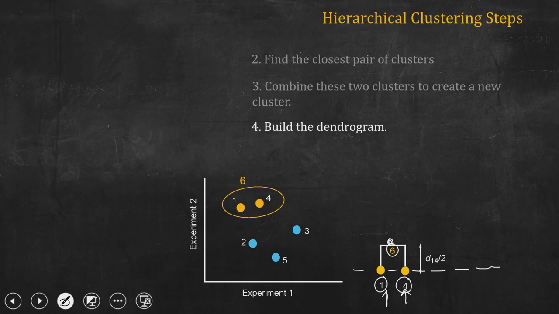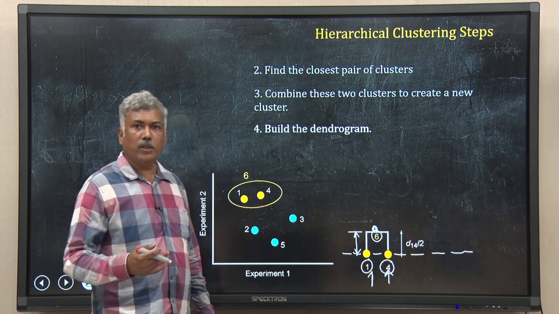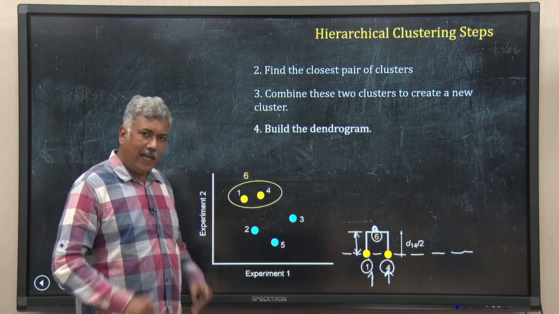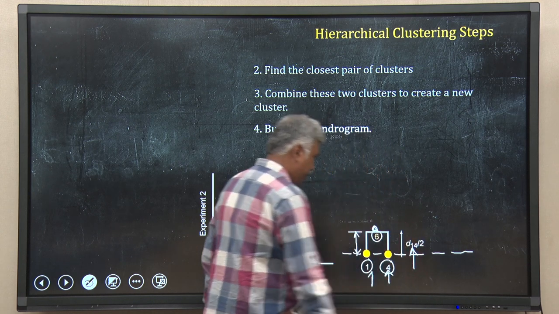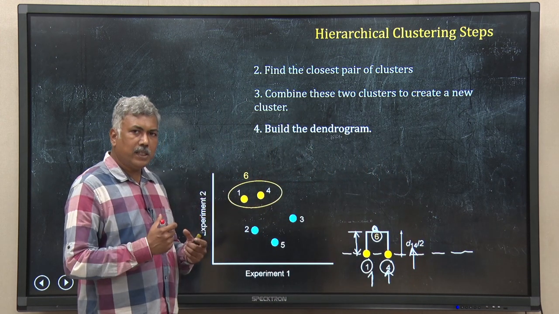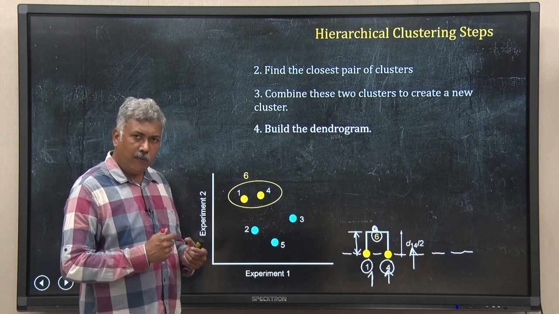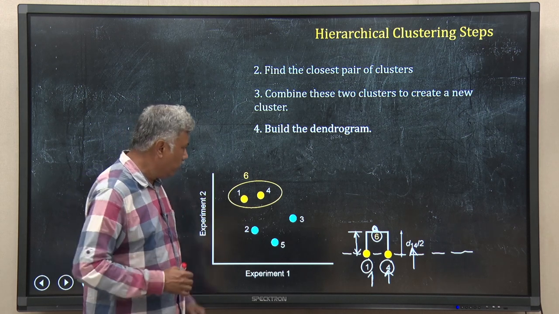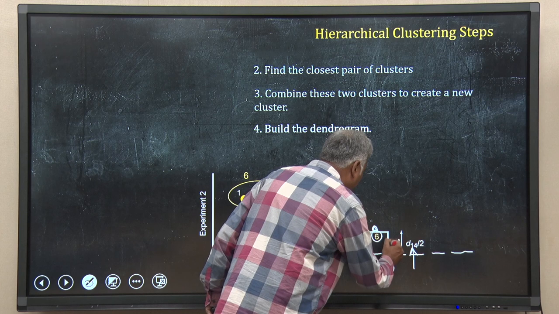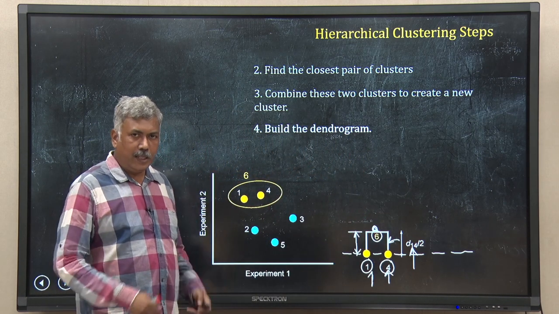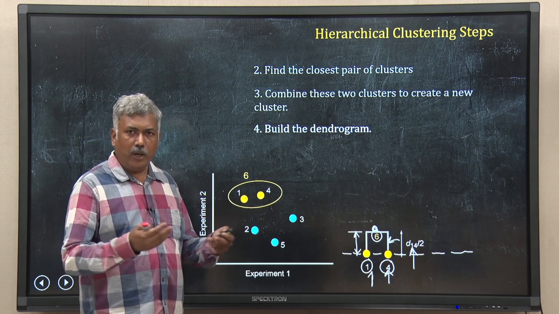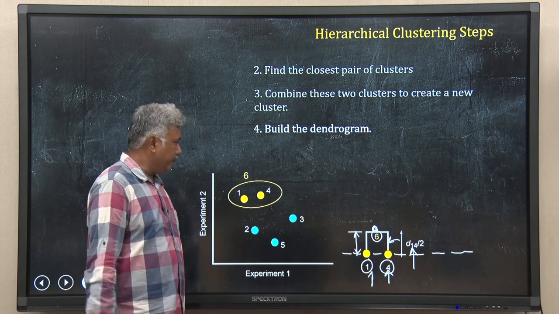Now, what should be the distance of this one? The height of this branch. Okay, we use a convention. We scale this height as per the value of half of the pairwise distance. So, the pairwise distance between 1 and 4 is D14. You halve that, divide by 2, and you scale that to set the height of this branch. Just like you scale when you draw a map, right? So, you are scaling it.